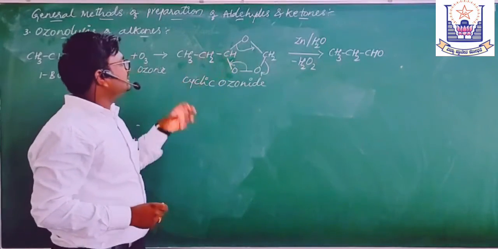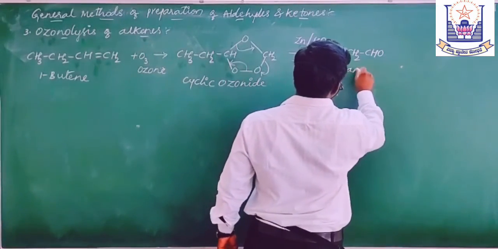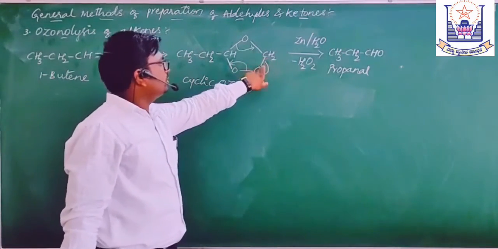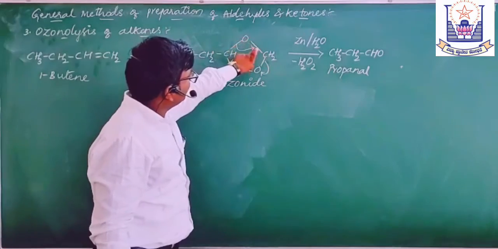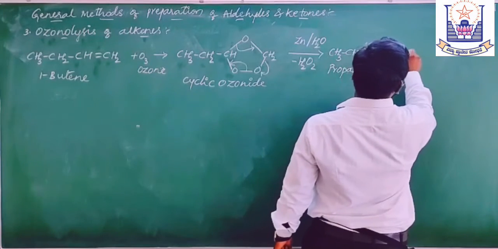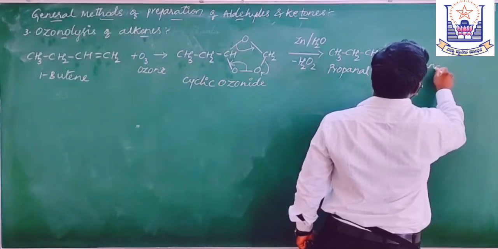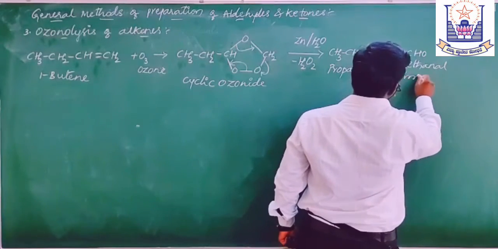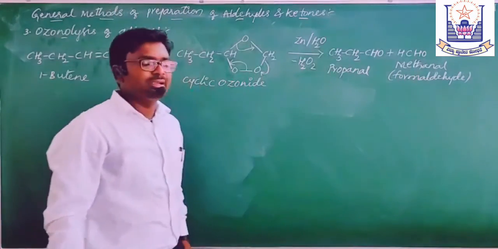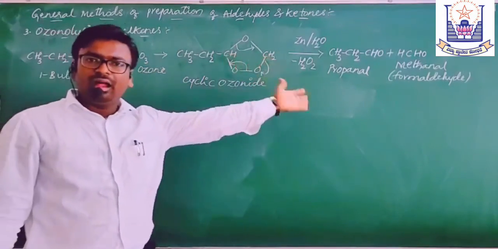Okay, and what is its name? Propanal. It is an aldehyde. Okay. What is this? CH2 and this C is having double bond O now. HCHO we can call it. What is that HCHO? Methanal. HCHO is called methanal, and we know the common name, that is formaldehyde. Here both the obtained products are aldehydes.